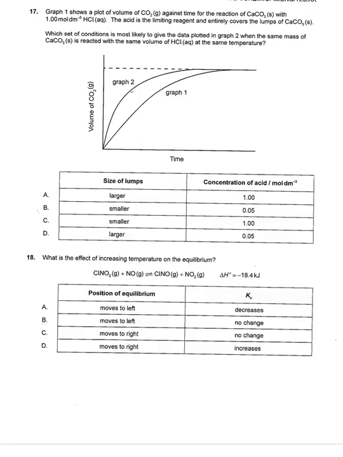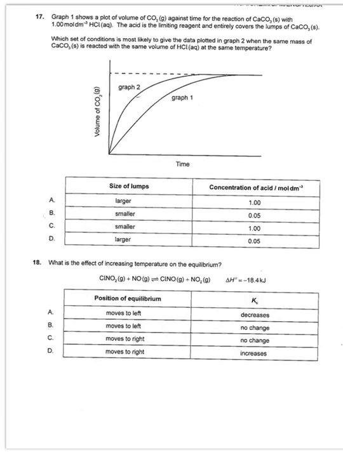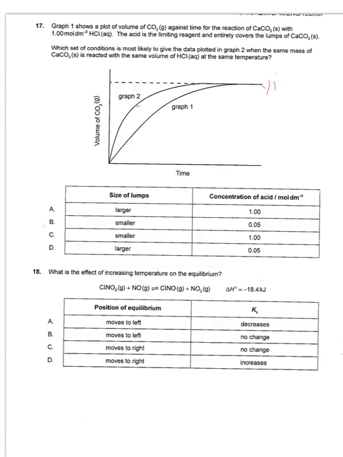Number 17, we see a plot of carbon dioxide against calcium carbonate with 1 molar HCl, and the acid is the limiting reactant, covering lumps of CaCO3. So what set of conditions would give the two different graphs? Well, I'm seeing the same yield on each of these. And since the acid is my limiting reactant, that means my concentration of HCl has to be the same for both. So 1 molar has to stay the same for each of them, and 0.05 isn't an option because I know that graph 1 is 1 molar. So since it's the same yield, my answer is either A or C.